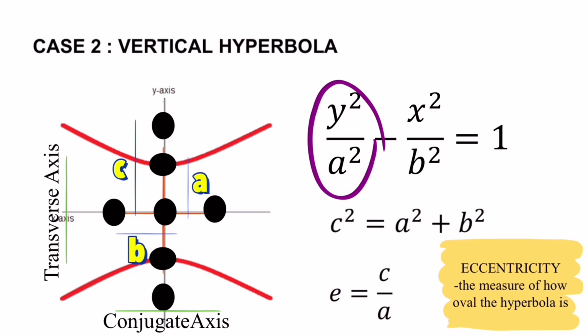So these are the parts, the two cases, and the equations of a hyperbola with center at (0, 0) or at the point of origin.